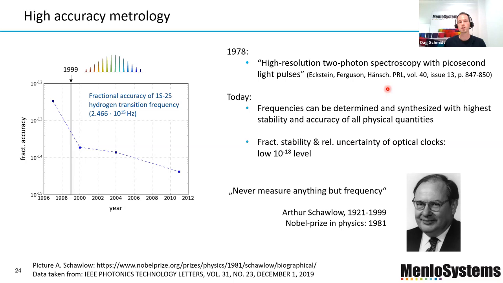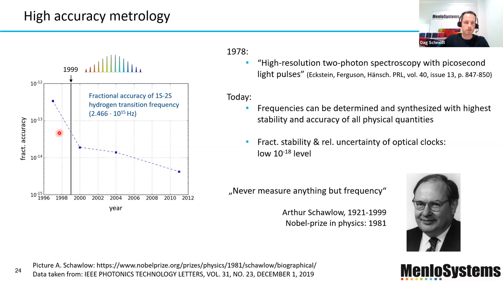And in 1999, when the frequency comb was invented, this was really a breakthrough for high accuracy metrology, because as you can see here, one very popular and important example, what I've shown here, is the fractional accuracy of the 1S2S hydrogen transition frequency, which oscillates at around 2.5 petahertz. And before the invention of the frequency comb, the fractional accuracy was in the mid 10 to the minus 13 level here. In absolute numbers, I think this was known to around 860 hertz.